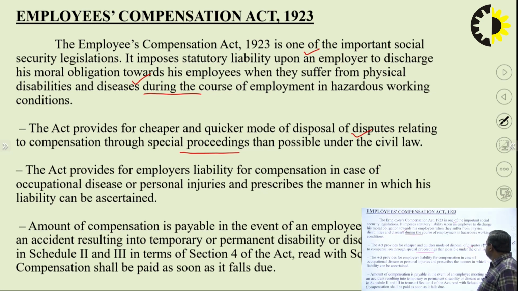for compensation in case of occupational disease or personal injuries and prescribes the manner in which his liability can be ascertained. Amount of compensation is payable in the event of an employee meeting with an accident resulting into temporary or permanent disability or disease as stated in Schedule 2 and 3 in terms of Section 4 of the Act, read with Schedule 4. Compensation shall be paid as soon as it falls due.